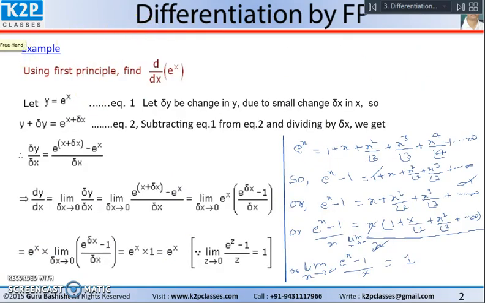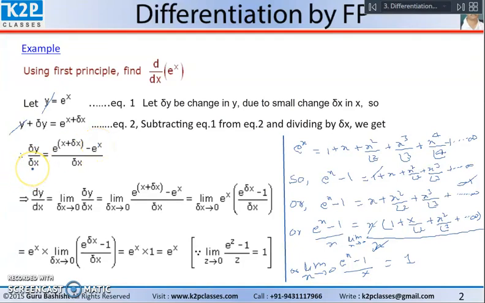Let us find out differentiation of e to the power x with respect to x. So let y equal to e to the power x. That is equation number 1. And let delta y be change in y due to very small change delta x in x. So y plus delta y equal to e to the power x plus delta x. Now subtract equation 1 from equation 2. Look, y will be cancelled out by y, so it will be delta y equal to e to the power x plus delta x minus e to the power x.